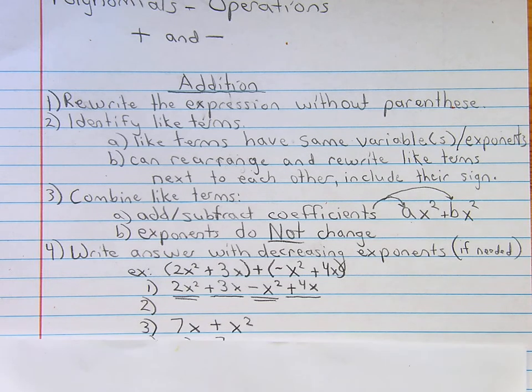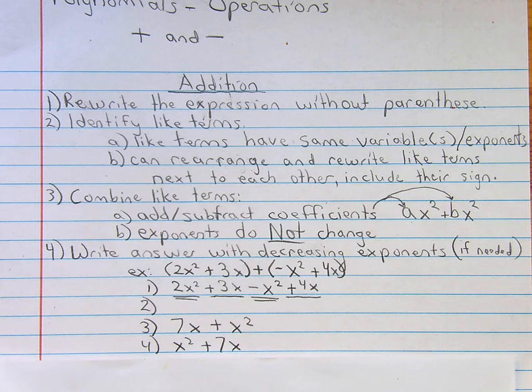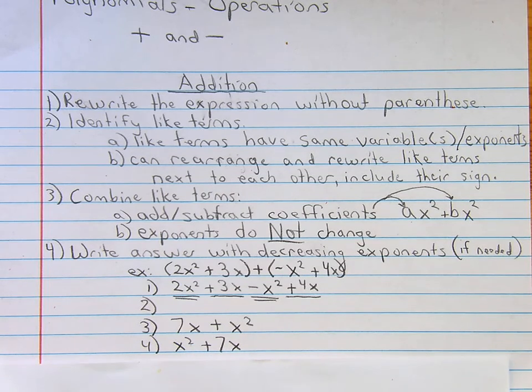So step 3 is to combine like terms. I had my 3x plus 4x, and I got my 7x. I had my 2x squared and my negative 1x squared. So I have it. And step 4, if needed, is to rewrite them in descending or decreasing exponents. All right, so I'm going to move the paper up.